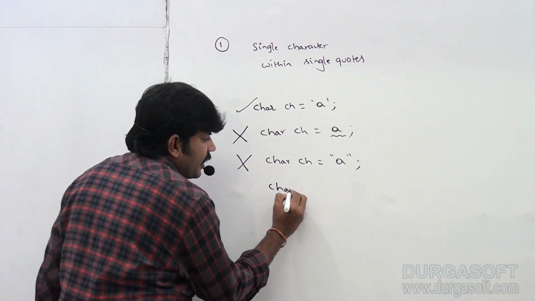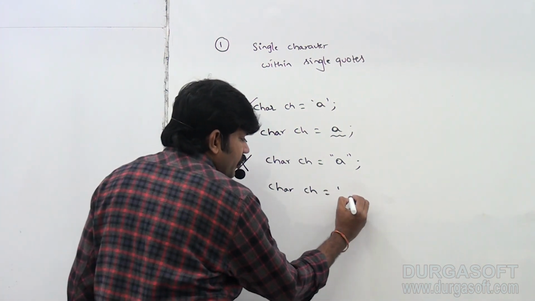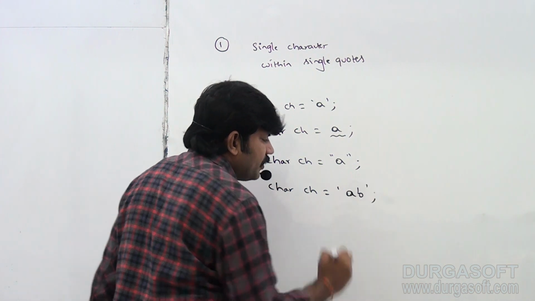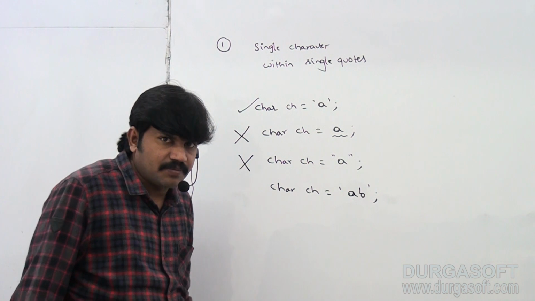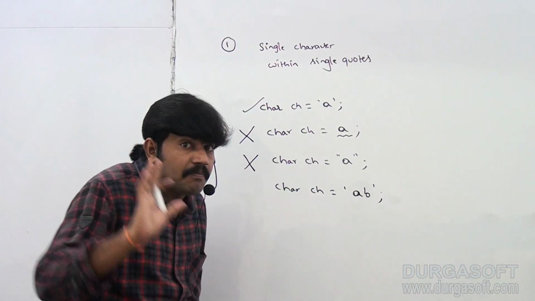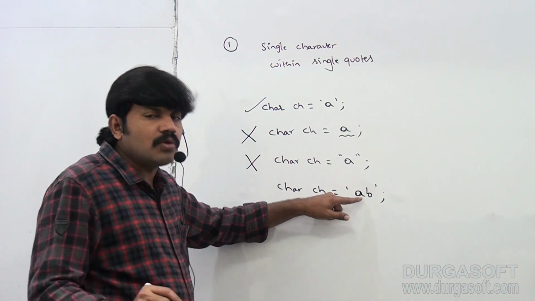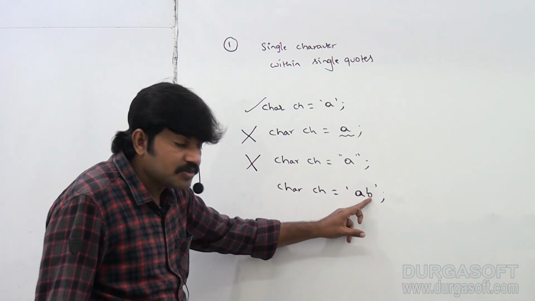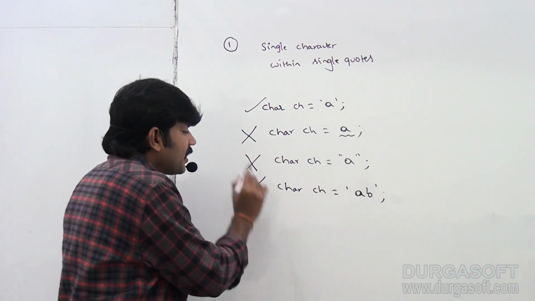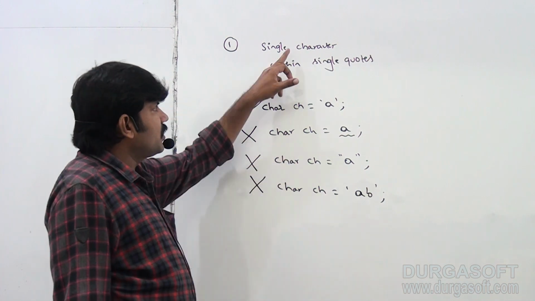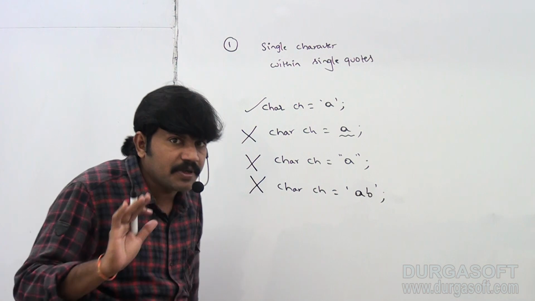Next, char ch is equal to, within single quotes, sir, 'ab', like this I'm taking. So within single quotes, multiple characters I'm taking. Immediately we are going to get a compile time error, because after a we have to close the single quote. Why are you taking this b? Unclosed char literal, you will get a compile time error. So here two things are very important: a single character within single quotes is required.